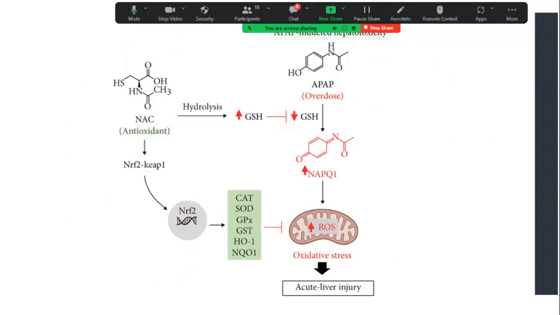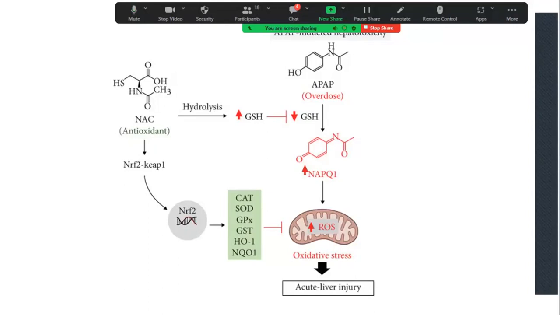If we give paracetamol more than 10 gram or more than 150 milligram per kg, what would happen? The paracetamol would turn into a free radical. It's a quinone, right? It's a form of free radical, a quinone imine, I think it's called, N-acetyl-p-benzoquinone imine, which is the NAPQI.